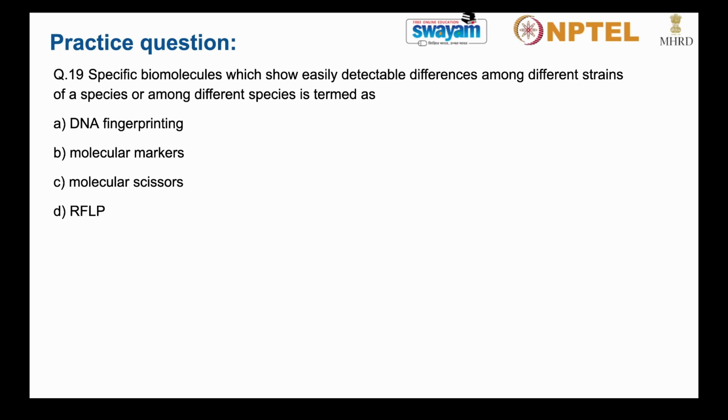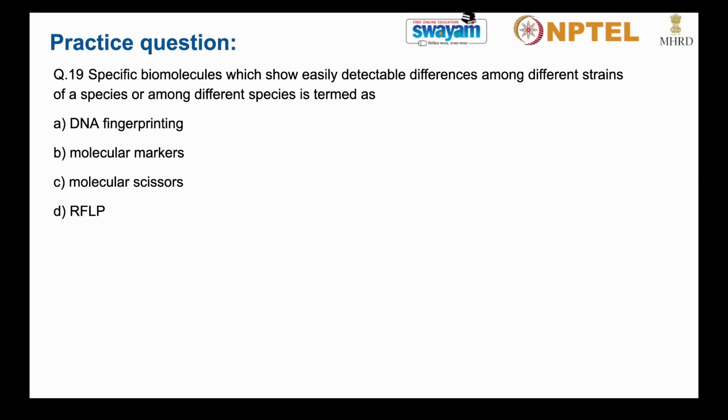So now answer this. What do you think? Option A says DNA fingerprinting, and you know that DNA fingerprinting is a method that you use, it is not a biomolecule. Now option D is RFLP. RFLP is also a method that is based on restriction fragment length polymorphism.